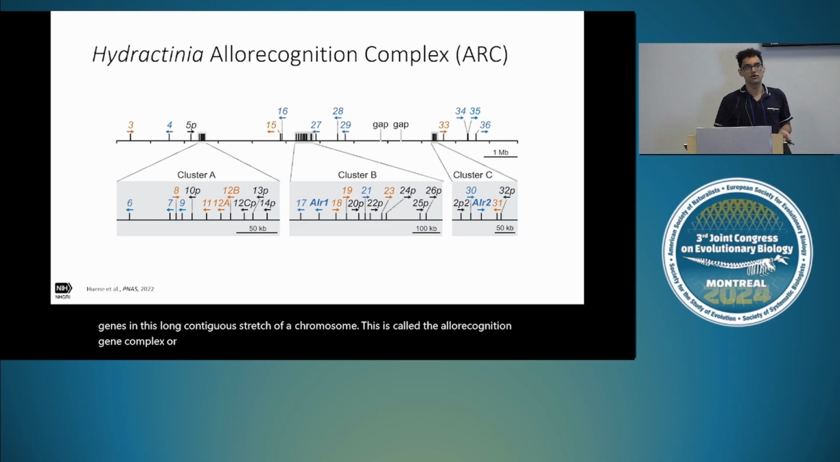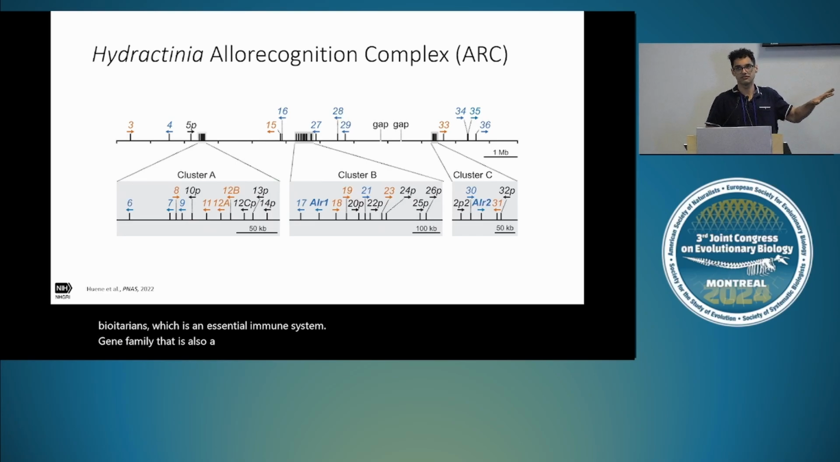If you're familiar at all with the major histocompatibility complex in bilaterians, which is an essential immune system gene family, that is also a highly duplicated gene family that forms this long contiguous complex. So that's an additional sort of similarity between the two systems.